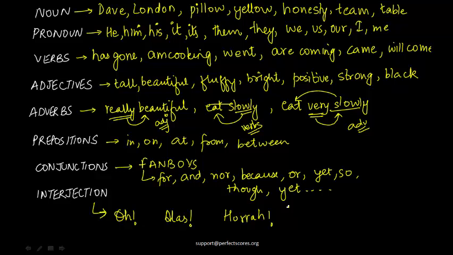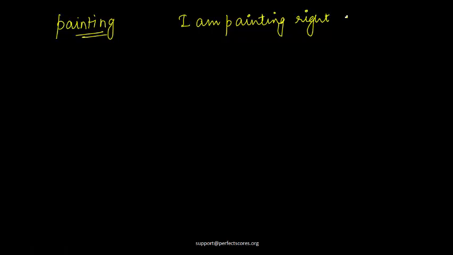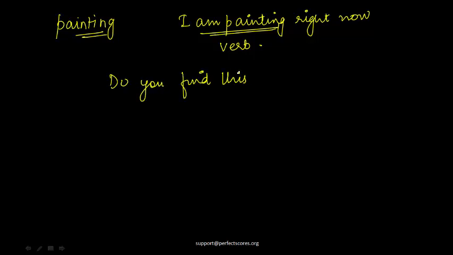Now in these parts of speech, you need to remember one thing. A simple word, for example, the word painting, can also be used in different ways. So painting is not a particular part of speech. It can be like a verb. For example, I am painting right now. So in this case, the word painting is used like a verb. I can also use the same word painting as a noun. For example, do you find this painting good?